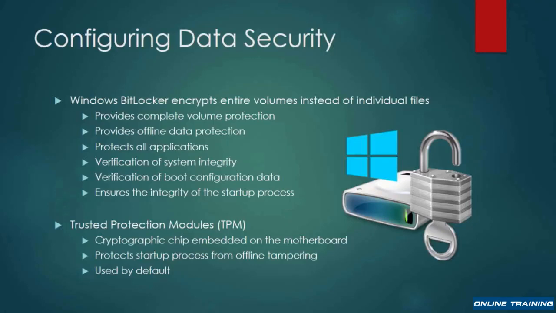BitLocker is another technology that's available in Windows 10 to provide data security, only here it's whole volume encryption. So where EFS is about encrypting files and individual folders, the BitLocker technology does the entire volume. In so doing, it provides complete protection for all data that is stored on that volume. It also provides protection for data when it is offline. When the system is shut down, the files are in an encrypted state. In fact, the entire volume is in an encrypted state.